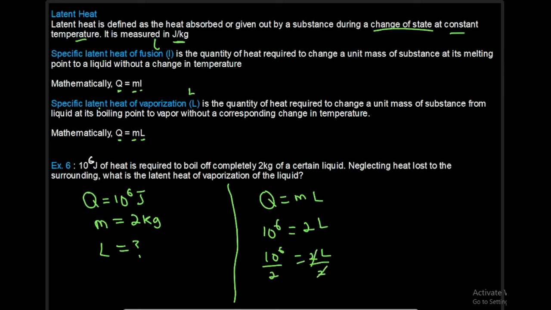This will cancel this, and then you're going to get L to be equal to 10 raised to power 6 divided by 2, which is 5 times 10 raised to power 5. The unit for latent heat of vaporization is joules per kilogram. Do not forget, we said latent heat, whether it's specific latent heat of vaporization or specific latent heat of fusion, is measured in joules per kilogram. So that is our answer to this question.